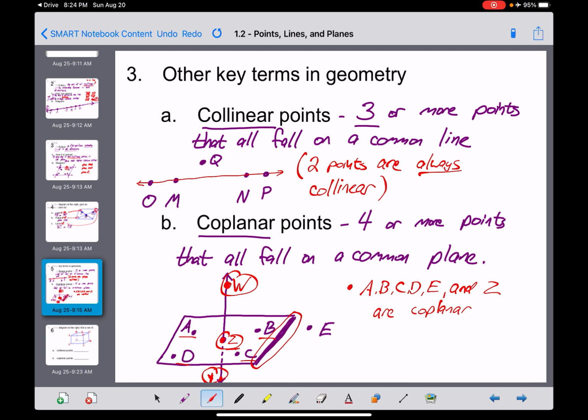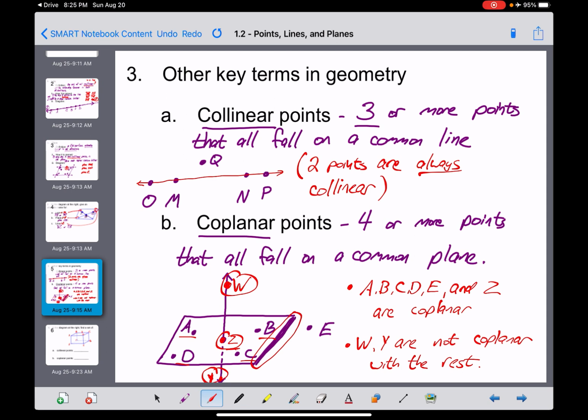So that's an important concept right here. However, we would need to say that points W and Y are not coplanar with the rest, because those 2 points are not on your dining room table. Okay, that's kind of an interesting one.